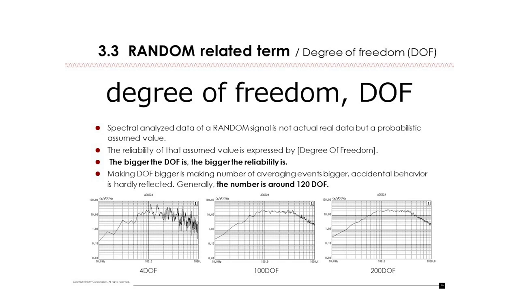In the case of taking an average of 2 numeric values, it is called 2 degrees of freedom. In the case of taking an average of 3 numeric values, it is called 6 degrees of freedom.